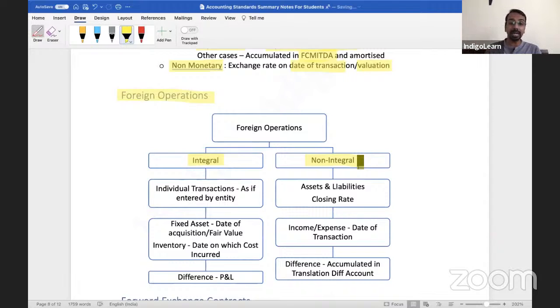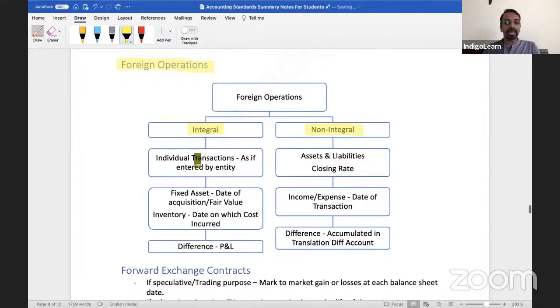But if it is an integral operation, maybe that integral branch is just selling the goods supplied by head office to that particular location. So integral means as if they are the same or extended part of the entity which we are discussing about, right? Now, because it is an integral operation, how should we account for individual transactions? As if they are entered by the entity itself.